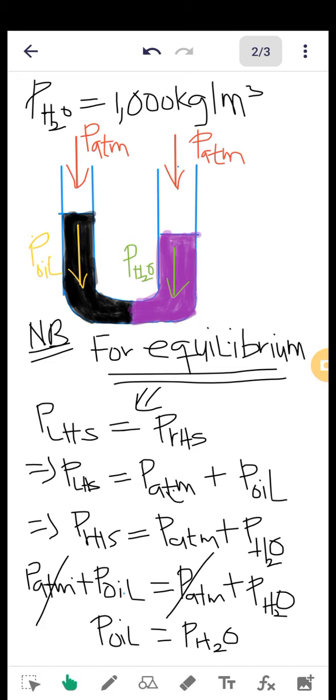Okay, so we try to equate them because the left-hand side should be equal to the right-hand side. Equating the two sides, we get the atmospheric pressure plus the pressure of the oil equal to the atmospheric pressure plus the pressure of the water. The atmospheric pressure will cancel on both sides. So we get the pressure of the oil equal to the pressure of the water.